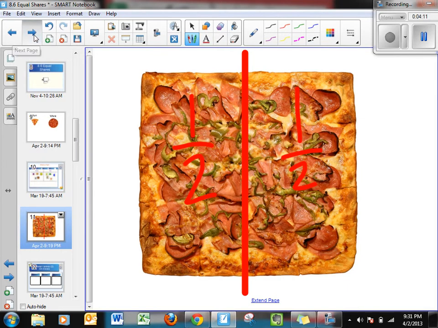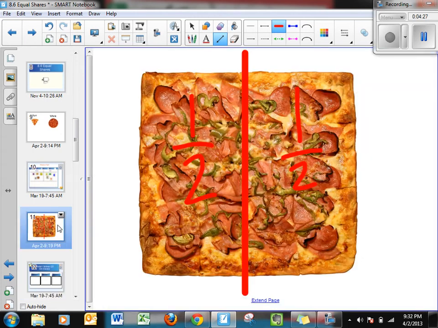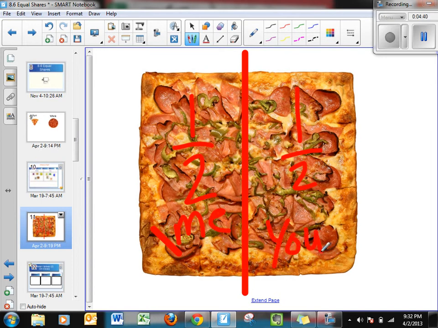Now you can do the same thing on actual shapes, such as circles, squares, rectangles, triangles. I've got 3 shapes here. I'm going to show you 3 different ways to make halves. Now what we just did is we used the entire pizza to show you, hey, we're going to have a party. Here's me. So this is me and this is you. So since there's 2 of us, we need to have 2 equal pieces, which we would call halves.